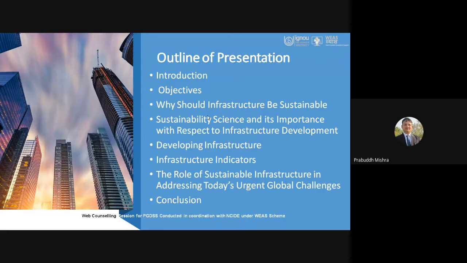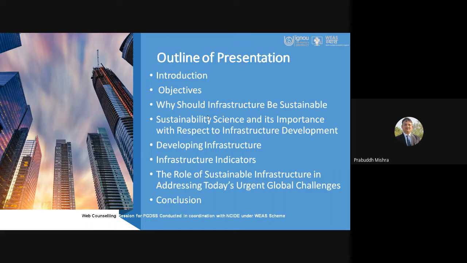So I will start with a brief introduction of the topic. Then we'll discuss why should infrastructure be sustainable, why we are talking about the sustainability in this infrastructure sector, though it was very much restricted with the environment and social sustainability, now we are also talking about infrastructure and economic sustainability, right?